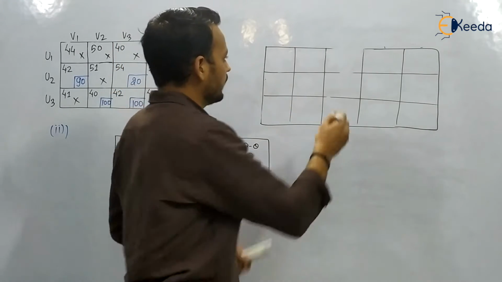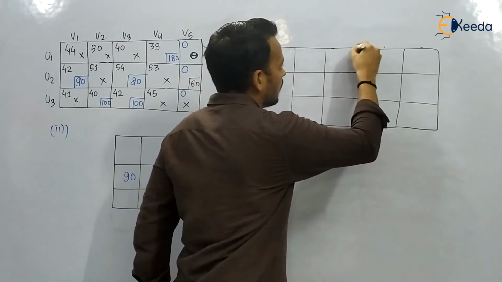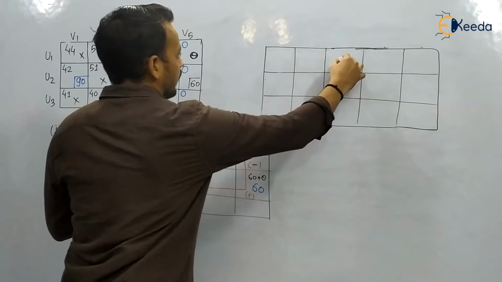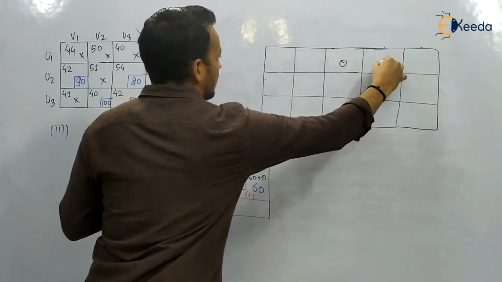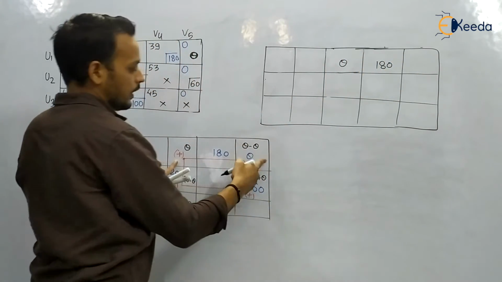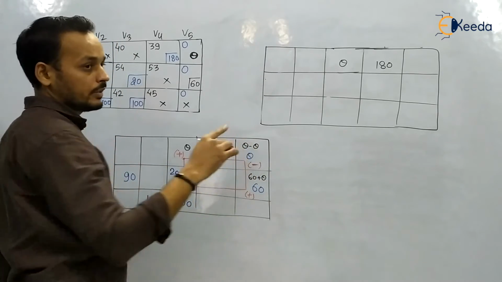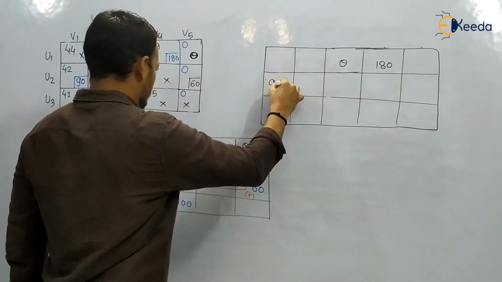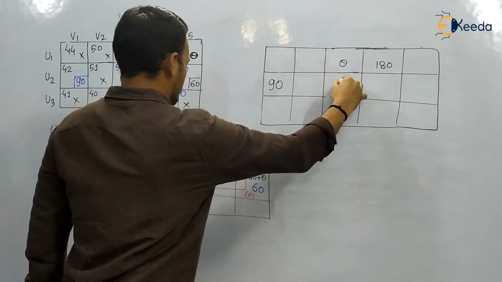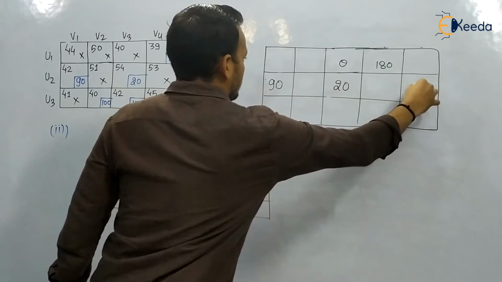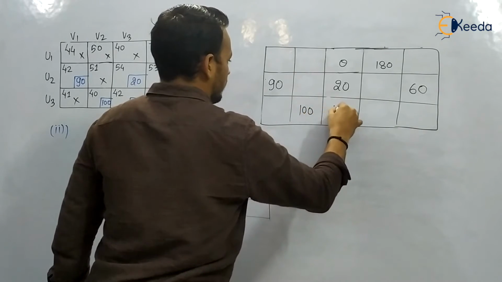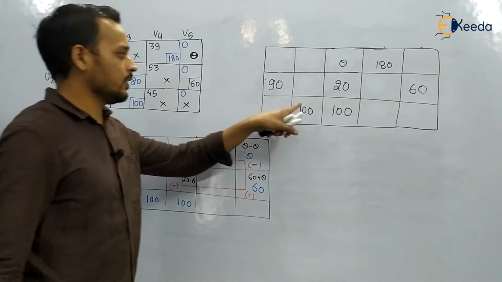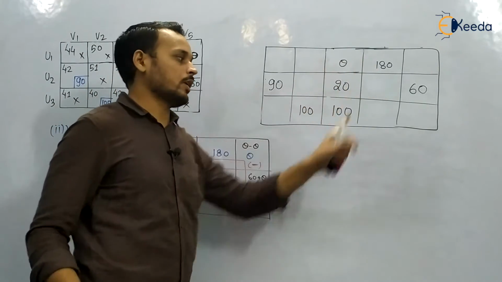So what we will get? Okay, a little bit lengthy. What we will get here? We will get here theta. Here it will be 180. Now here the allocations will finish. Theta minus theta is 0. Here it is 90. Here it is 20. Here it is 60, 100 and 100. You can see, okay, so this is now the cost cell matrix.